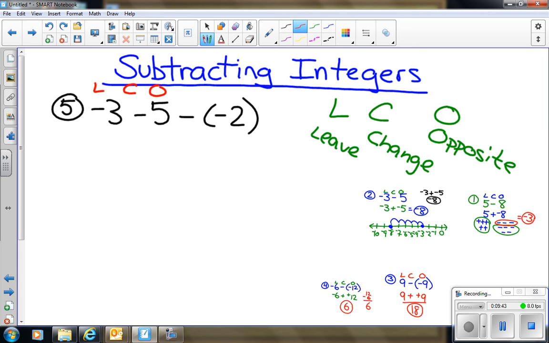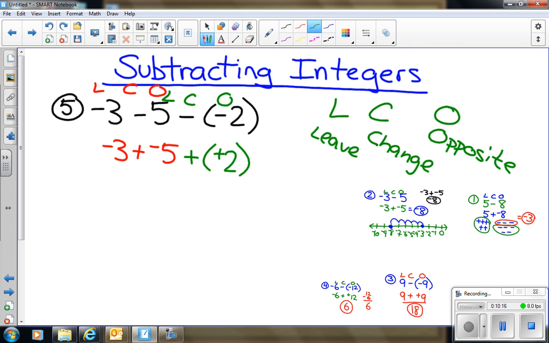LCO up here. And so I'm going to leave the -3 alone. I'm going to change subtraction to addition. I'm going to change it from a positive 5 to a negative 5. Now at this point, I'm going to do LCO one more time. I'm going to leave the negative 5 as it is, change the negative sign to a positive sign, and I'm going to change the negative 2 to a positive 2 since that is the opposite.